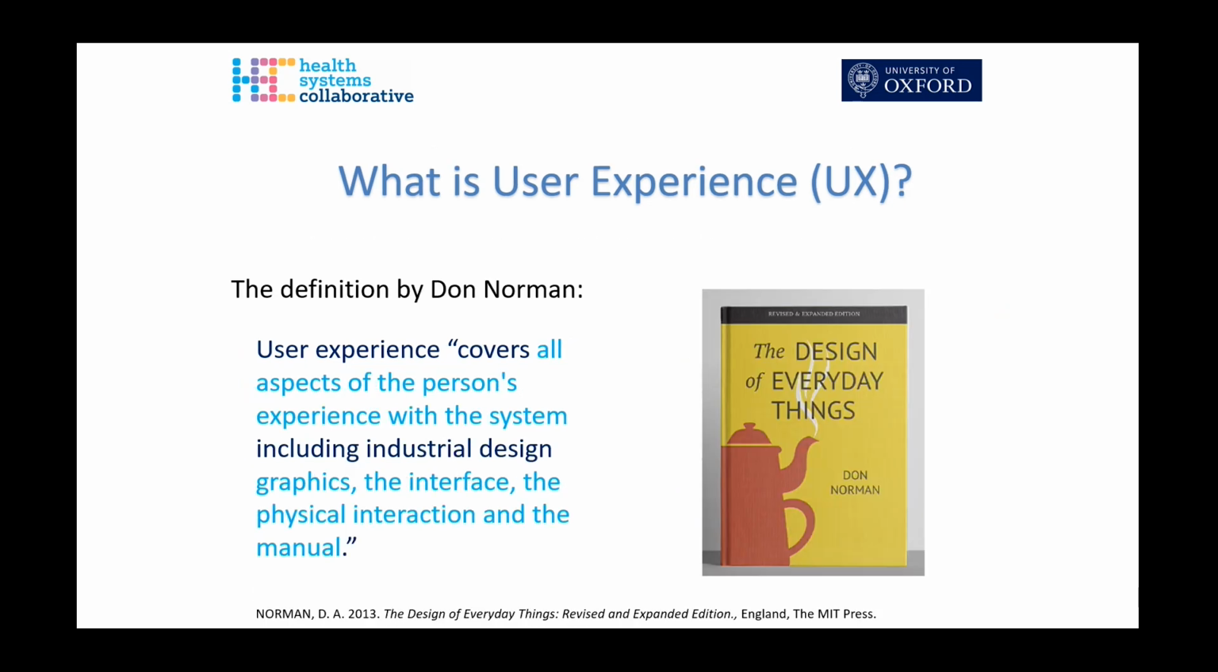Don Norman, who is not only the inventor of the term user experience, but also published one of the cornerstone books that Gulraj also referred to, The Design of Everyday Things, talks about user experience and design thinking. His definition in this book is that user experience covers all aspects of a person's experience with the system, including industrial design, graphics, the interface, the physical interaction, and the manual. So he talks about graphics and interfaces, and I am going to tell you in a second how this is linked to other concepts and terms, and therefore can be a bit confusing.